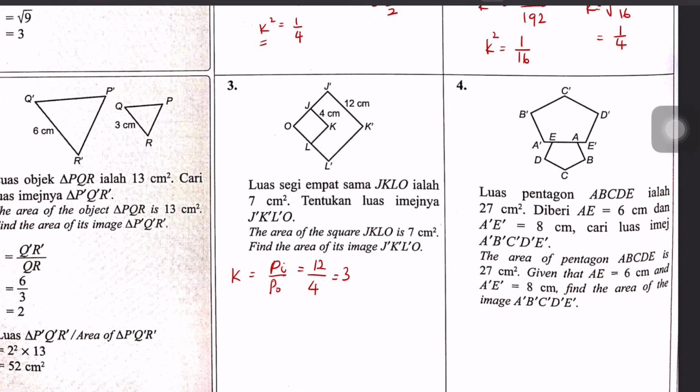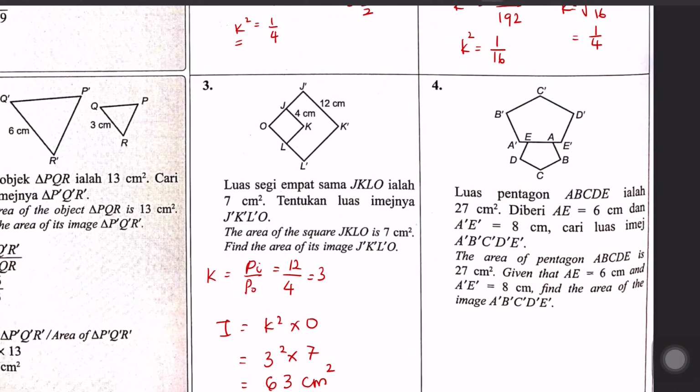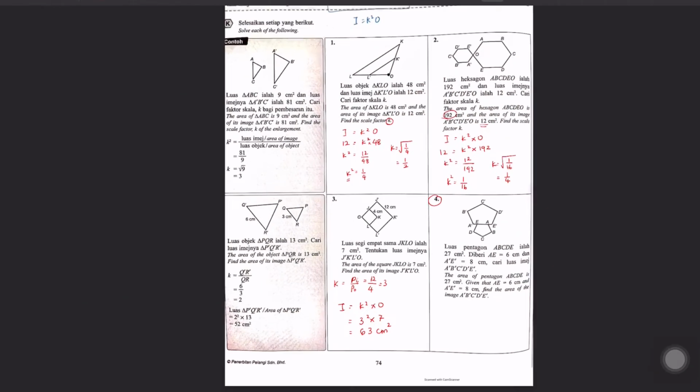So let's find the area of image. Okay, so use the previous formula: I equals K squared times O. So it wants us to find the image, right? So I is equal to K, which is 3, squared, times the object, which is 7. Okay, so we have 63 centimeter square.